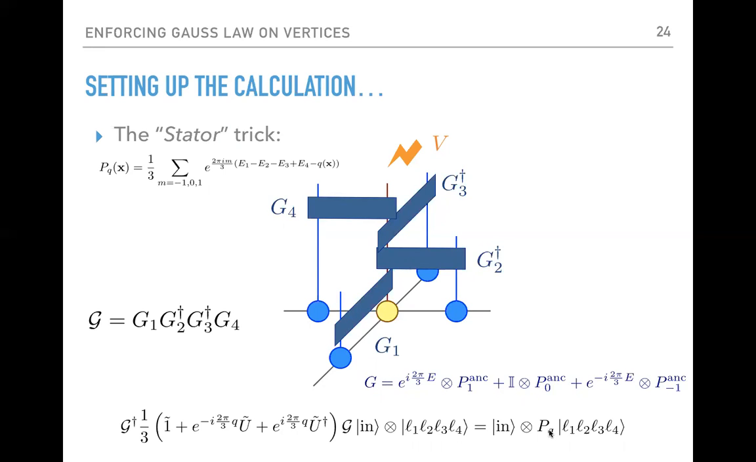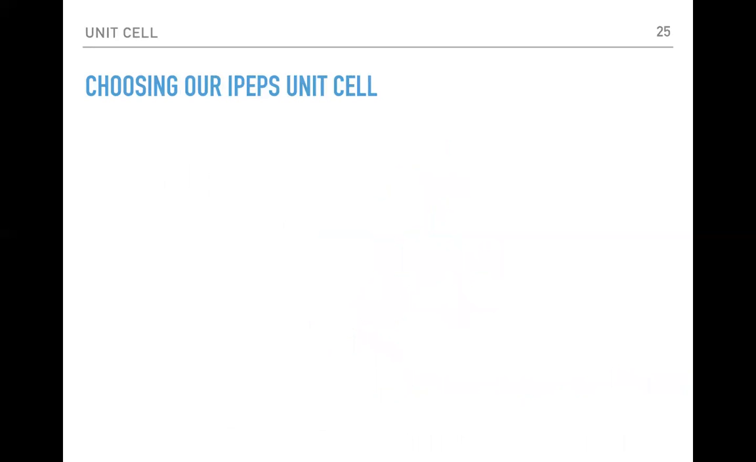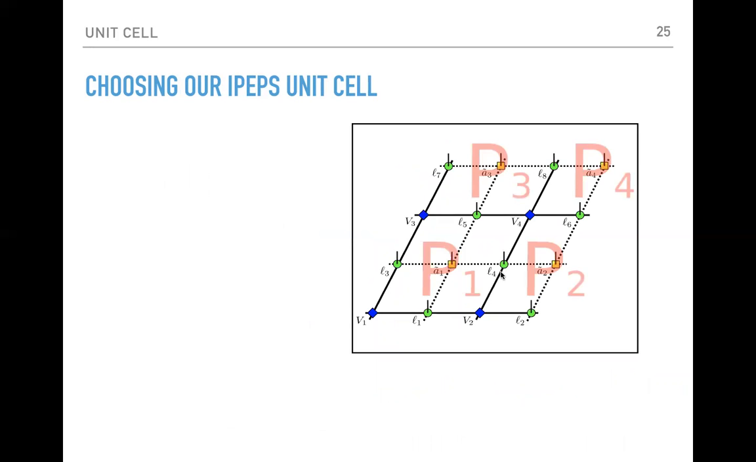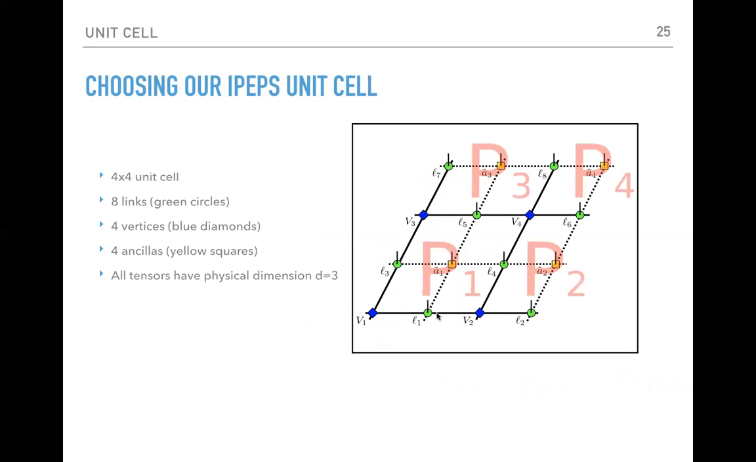So this was all very non-trivial to figure out, but at the end it worked. And so with this in mind, we now have to choose our iPEPS unit cell, and the unit cell that we chose was a 4x4 unit cell. And here we have 8 links, which are these green circles.